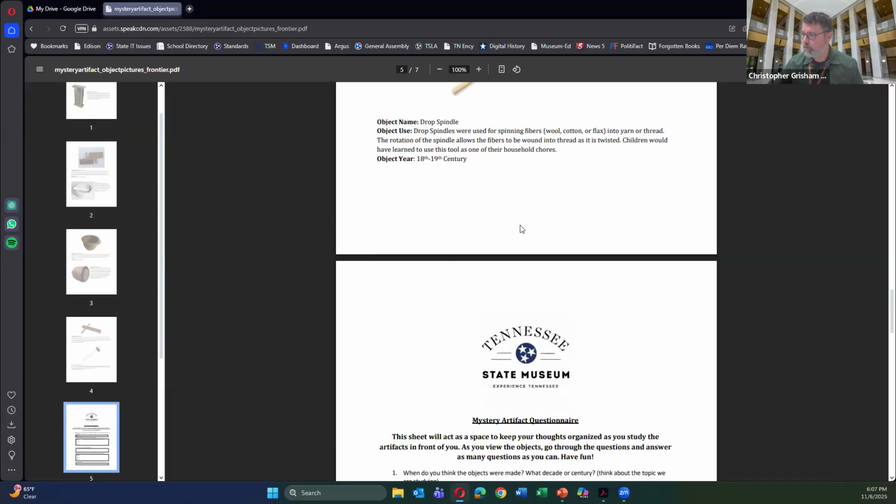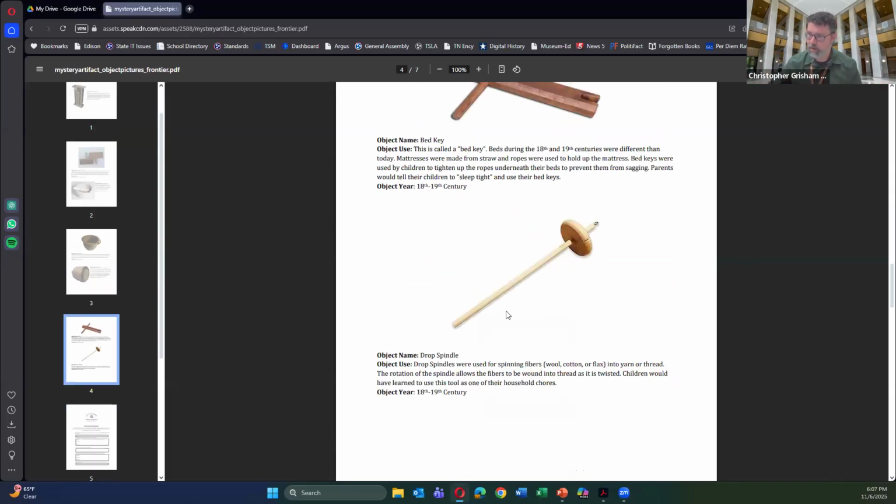And then a drop spindle here as well, which is used after you've carded your cotton. This is what mostly kids would have used to spin that cotton. Mom would have been using a spinning wheel or a walking wheel. Kids would have used a drop spindle to spin that raw material, the raw fibers of cotton or wool, into that yarn or thread, whatever it is they're making.